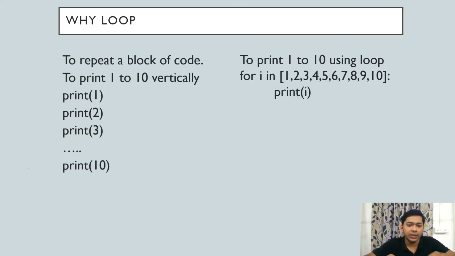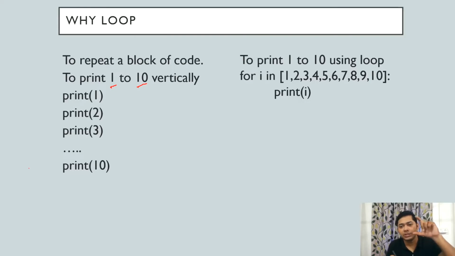For example, here you can see, if I ask you to print vertically 1 to 10. Okay, 1 to 10 you need to print, fine. If you need to print 1 to 10 vertically, how can we print it? Normally we need to use 10 print statements. Print 1, print 2, print 3, print 4, print 5, dot dot dot, till print 10.